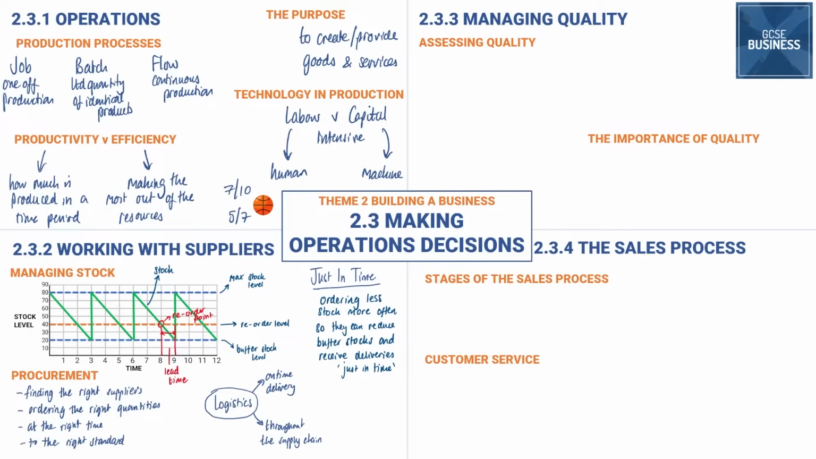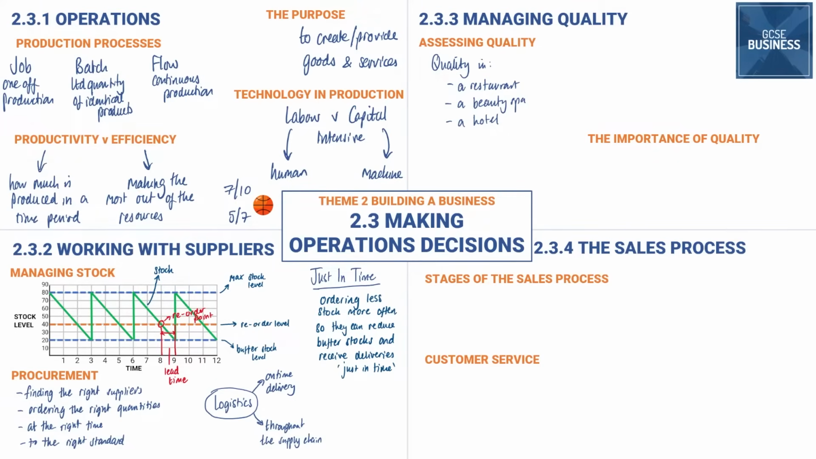2.3.3 is all about managing quality, and we've got a few different ways we can assess quality and a few different ways we can try and keep quality at a high standard. But the first thing that's worth bearing in mind is, what does quality actually mean? Because quality is different in any different type of business. So I've put 3 examples on the screen there.